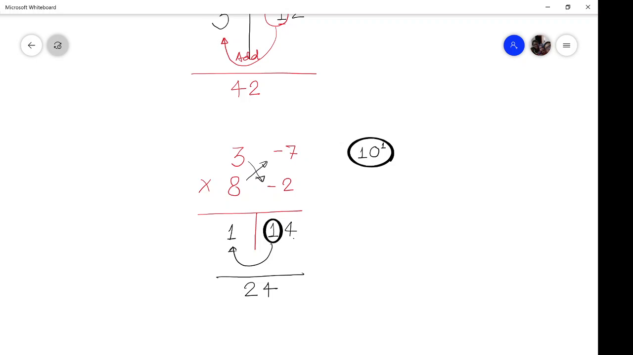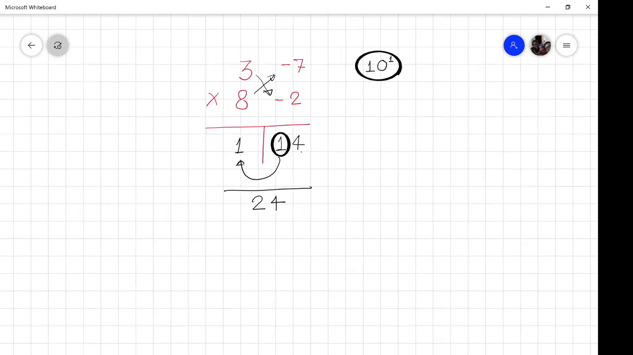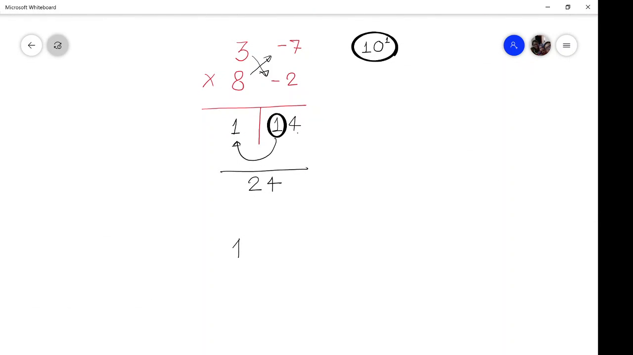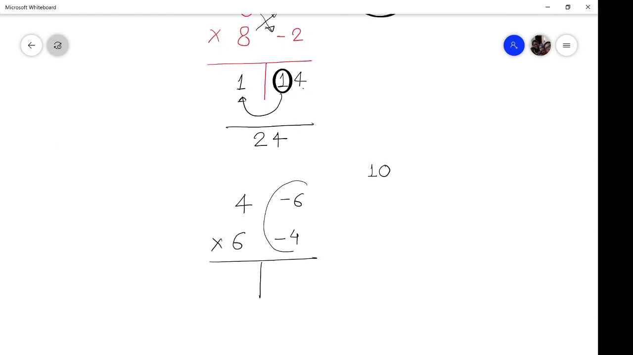Now let us take one more problem. Let us say we want to multiply 4 with 6. Now here, the base is again 10, so this is differing by minus 6, and this is differing by minus 4. Now you multiply these numbers.